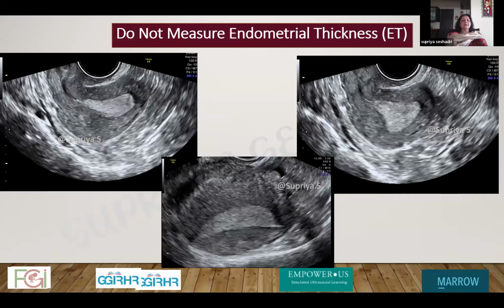Now, what is not correct to be taken as endometrial thickness is images and measurements like this. Yes, this is the sagittal plane, but this is not a magnified image. This is, in fact, a coronal plane, which we do get sometimes because the uterus is insonated in such a way that we get coronal planes of the uterus.